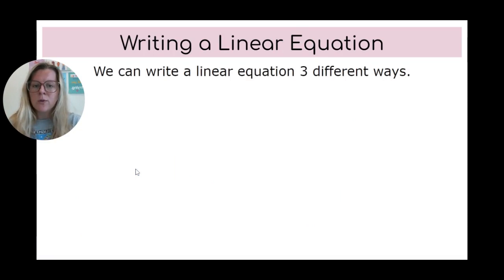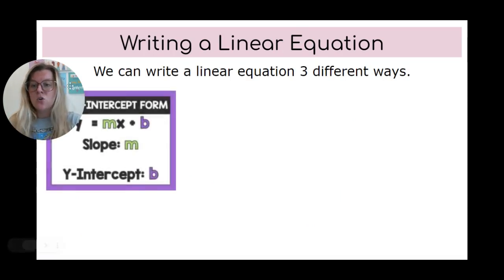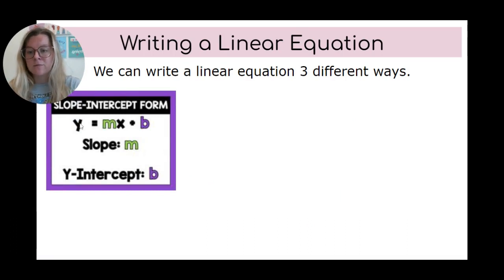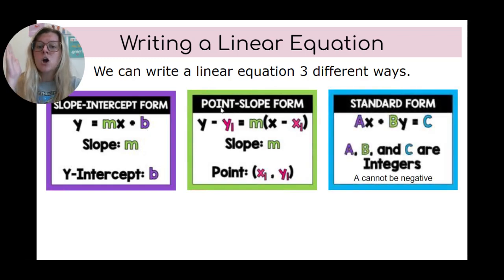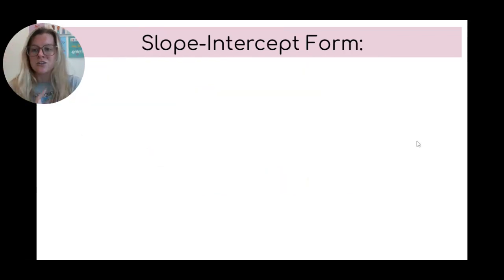Okay, so when we're writing an equation, we can technically write a linear equation 3 different ways. We can write it in slope-intercept form, y is equal to mx plus b, which we'll talk about today, but just know that we can also write it in these 2 other forms, point-slope form and standard form, but there will be 2 other videos on that later. So today we're just focusing on slope-intercept form.